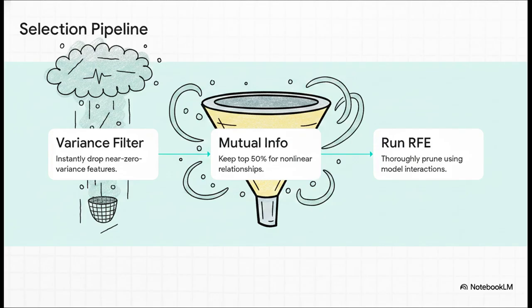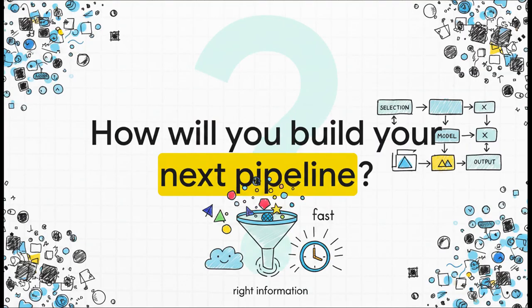Step 2, you use mutual information to filter down to the top 50%. This ensures you keep those complex, nonlinear relationships while cleanly cutting your dataset in half. And Step 3, now that your dataset is way more manageable, you can safely unleash the heavy artillery. You run recursive feature elimination on the survivors to thoroughly prune out redundancies based on actual model interactions. By doing this, you get the blazing speed of filters right alongside the deep accuracy of wrappers. Best of both worlds.